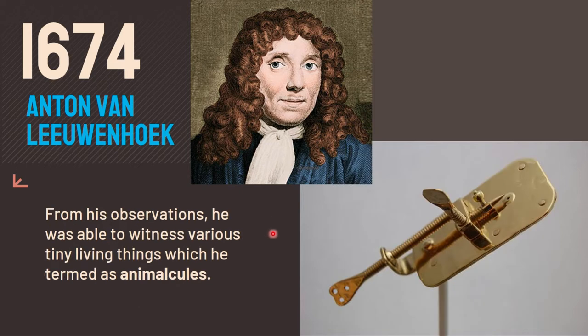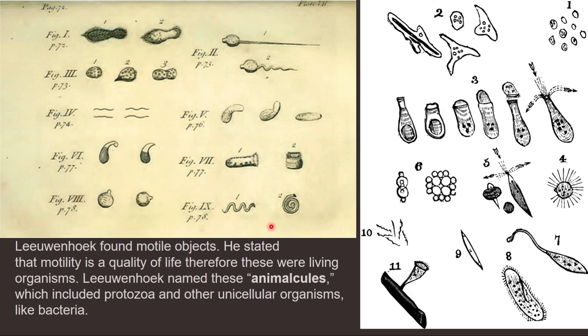From his observations, or what he observed under his microscope, he was able to witness various tiny living things which he termed as animalcules. So why is it animalcules? So this is what he had observed under the microscope. Since there was no camera back then, in his time, they would draw or sketch what they observed under the microscope.